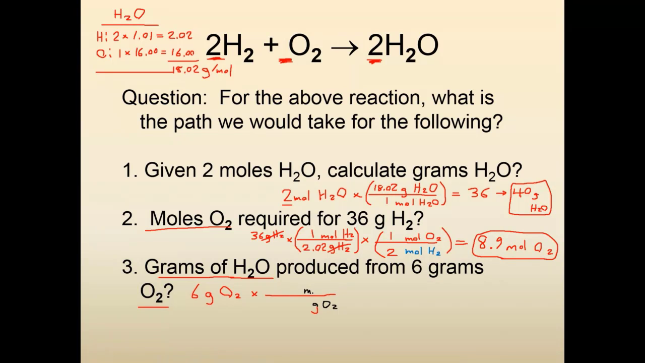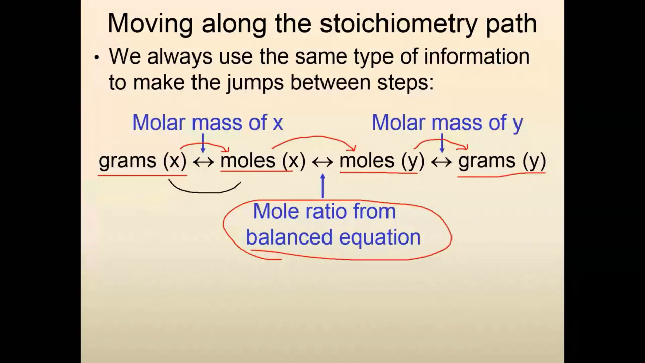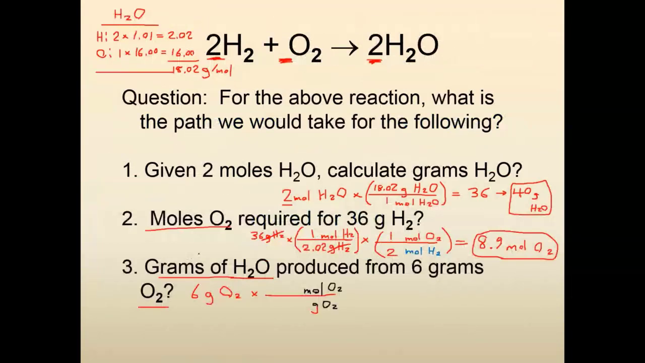If I'm converting from grams, I can only go to moles of what? Of O2. So I'm starting with grams, I can only really go to moles of the same thing. And that's what this is showing. If I'm starting with grams of X, I can only go to moles of the same thing. So oxygen 16, 16 times 2 is 32. So 32 grams is equal to 1 mole of O2. Very good.